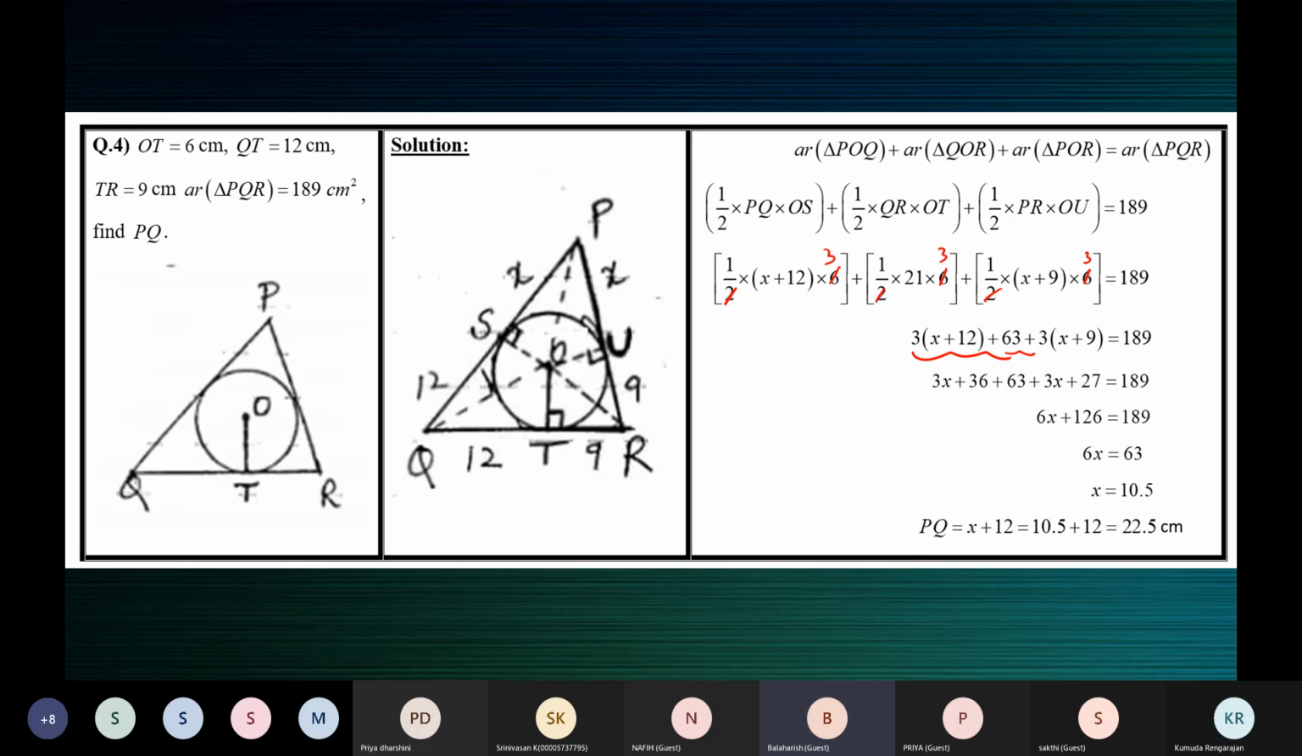You're right. Which are the triangles you considered? QOT. Okay, so QOT and this one are congruent, right? Yes, ma'am. And these two are congruent. And these two are congruent. So you took one each, correct? Yes, ma'am. And multiply by 2. Multiplied by 2. Correct. So between these two, you took one of them, and between these two, you took one of them, and doubled it and then equated it to 189. That's correct.